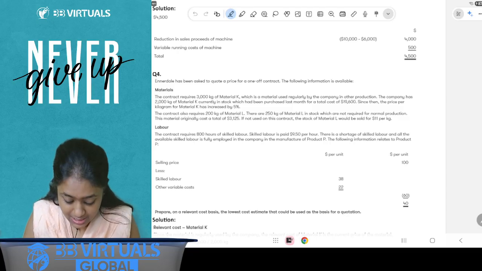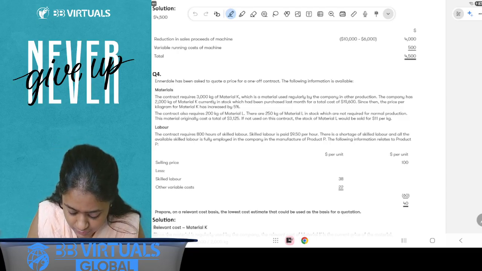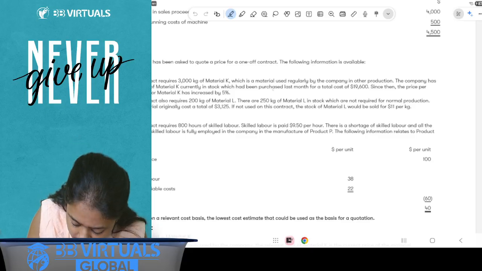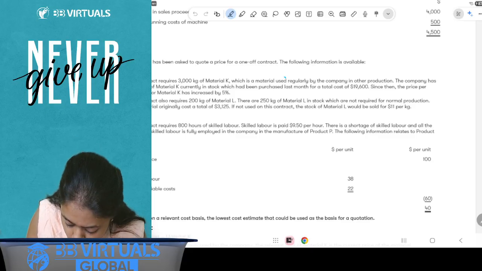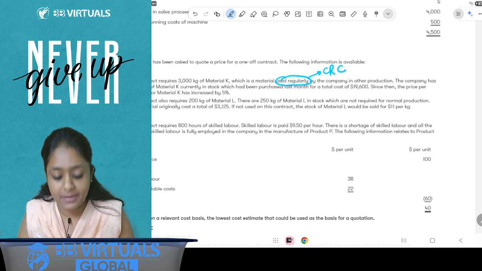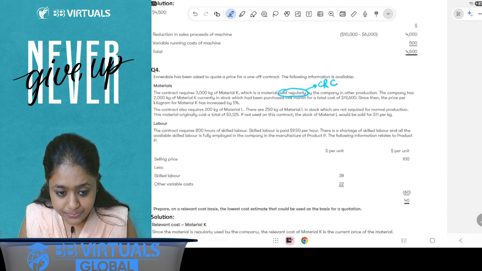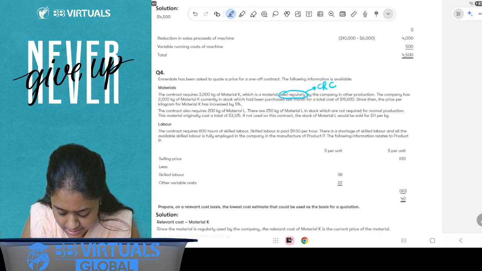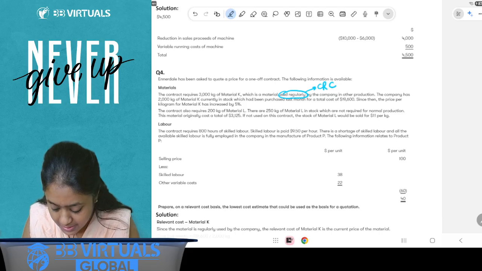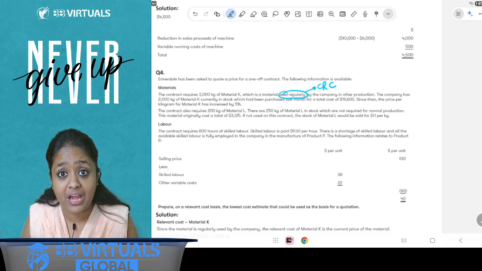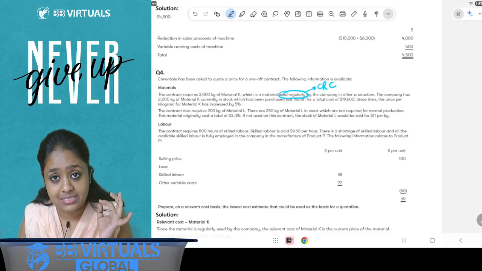Materials, please focus. The contract requires 3000 kgs of material K, which is a material used regularly by the company in other production. Used regularly. This tells me I have to use the current replacement cost. Now the company has 2000 kgs of material K currently in use, which was purchased last month for a total cost of 19,600. Since then, the price per kilogram has increased by 5%. So we have to get what is the current price.